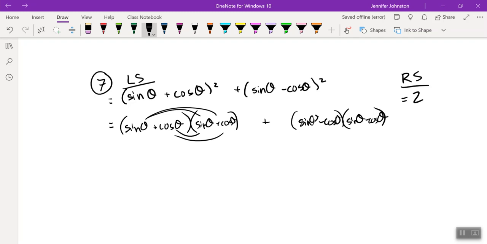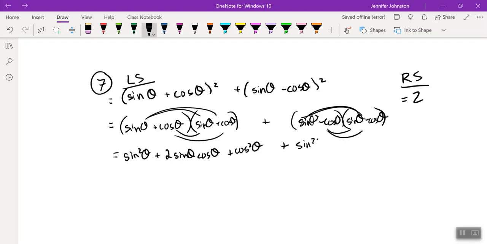And then we're going to FOIL, because there's nothing we can do here. The square does not come in just on the sine and the cos. You will be missing that middle term, right? Sine squared theta, and then we get a 2 sine theta cos theta plus cos squared theta plus sine gives us sine squared theta. Sine and negative cos is negative cos theta. Subtract another cos sine, so we get negative 2 cos theta sine theta, and then plus another cos squared theta.